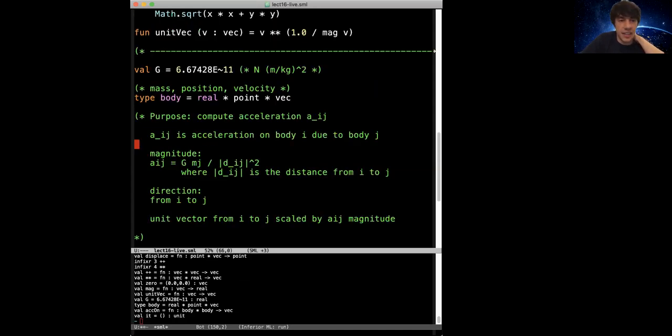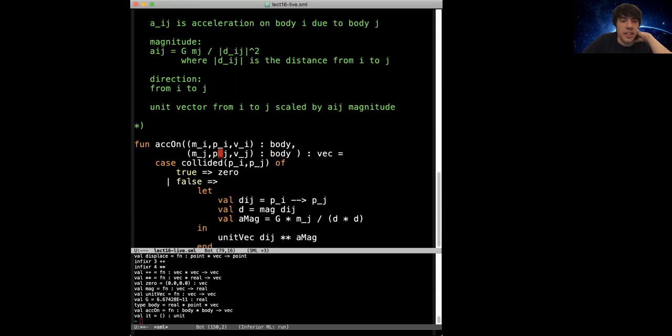the math says that the vector aij is the acceleration on body i due to body j. The magnitude of that is G times the mass of body j divided by the distance from i to j squared, where the distance from i to j is the magnitude of the distance vector from i to j. And then we want the direction to point from i to j, which means we take the unit vector of aij and then scale it by that.